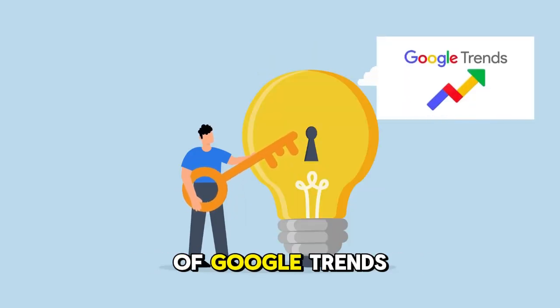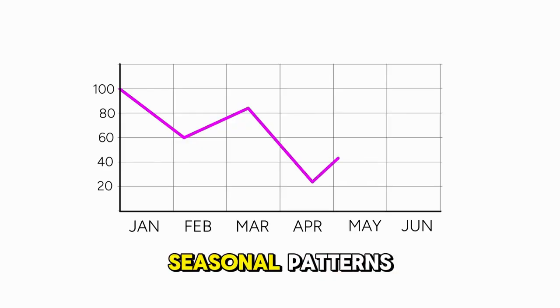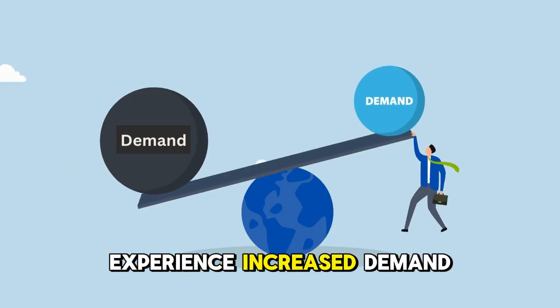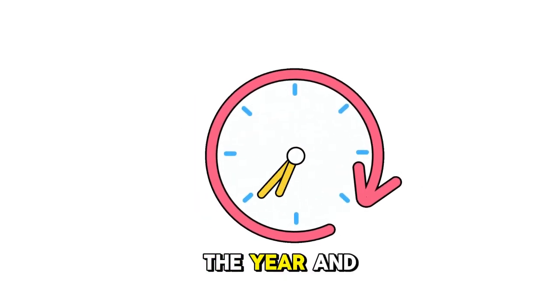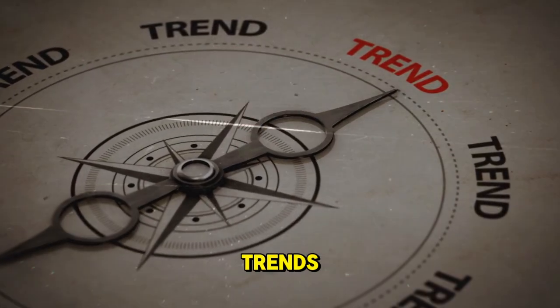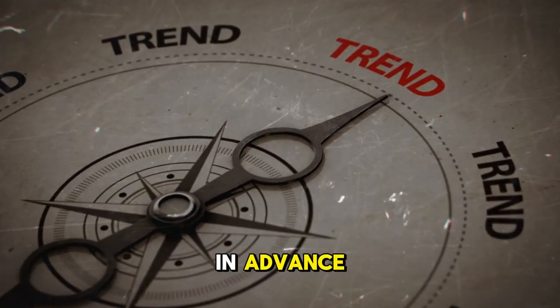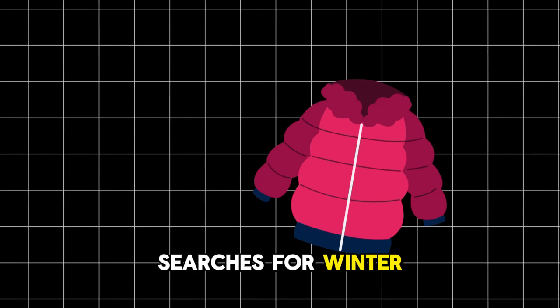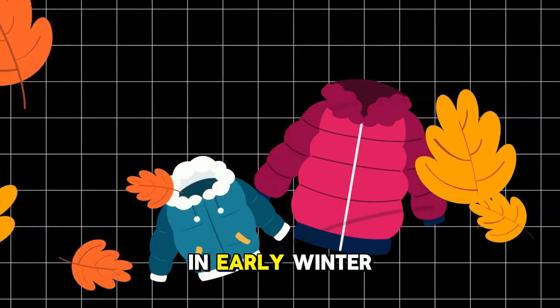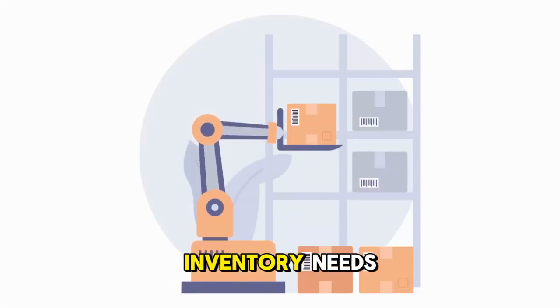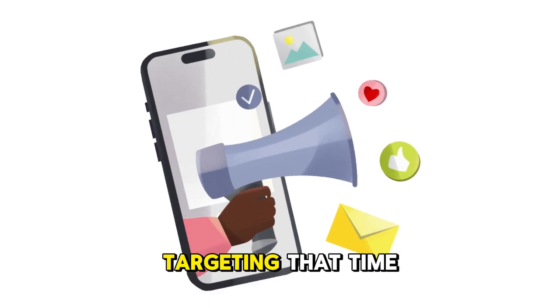Another key feature of Google Trends is that it helps you spot seasonal patterns. Many products experience increased demand during specific times of the year, and understanding these seasonal trends can help businesses prepare for these changes in advance. For instance, searches for winter coats tend to rise every fall and early winter, making it easier to plan for inventory needs or marketing campaigns targeting that time of year.